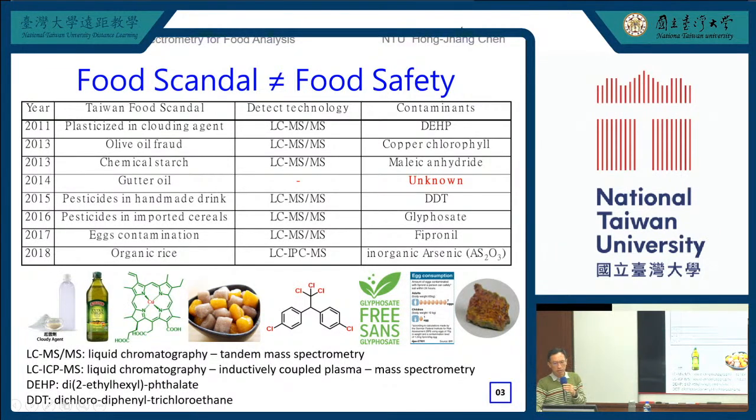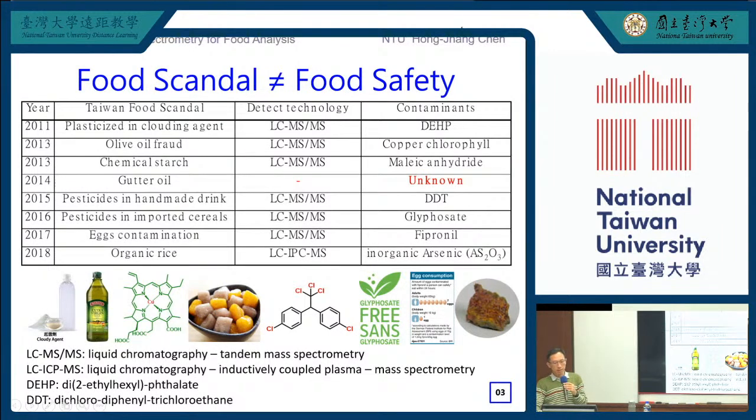It's just like chlorophyll, but natural chlorophyll is coordinated with magnesium. It's easy to degrade, and the green color will easily disappear and turn into a brown color. So they use copper instead of magnesium to make copper chlorophyll to keep the oil green. Again, they used LC-MS to detect the contaminant, the so-called copper chlorophyll.